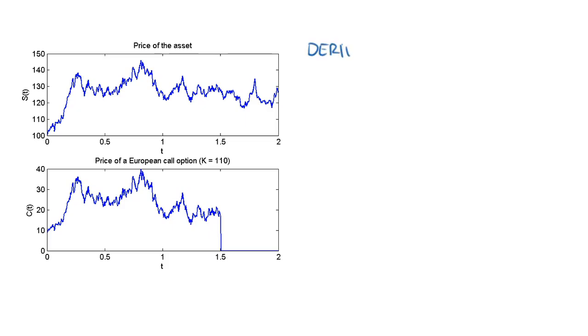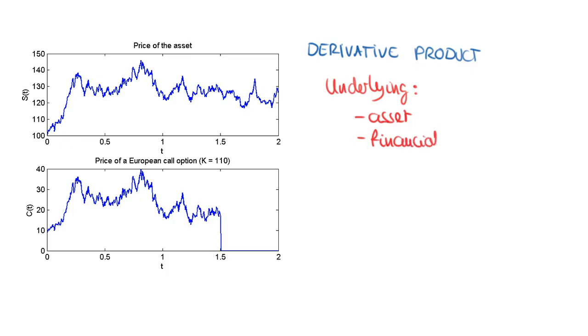A derivative product is a financial instrument whose value depends on the price or the level of some other more fundamental entity known as the underlying. The underlying can be an asset, a financial index, or an interest rate.